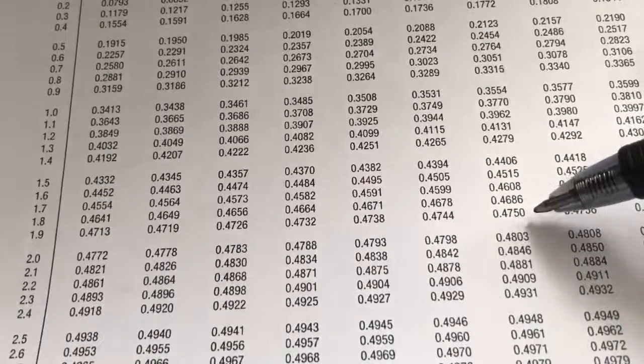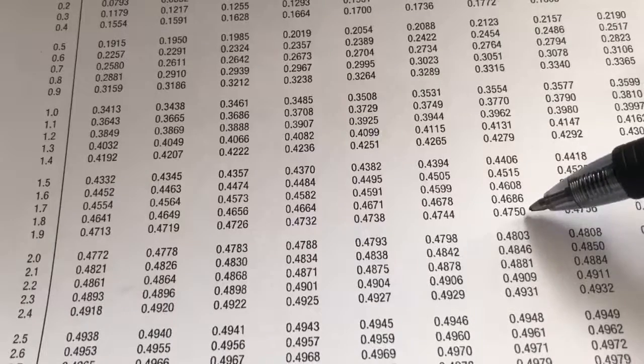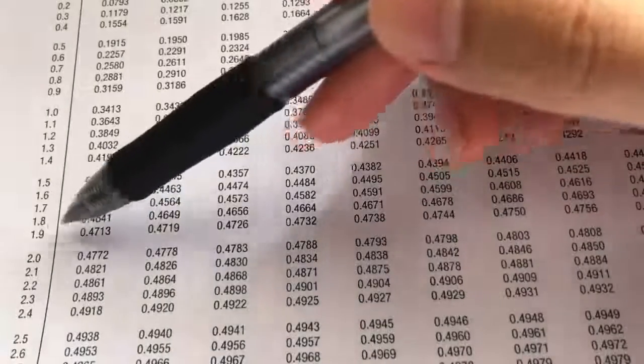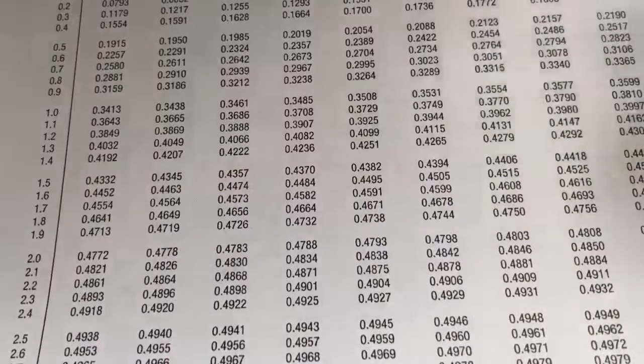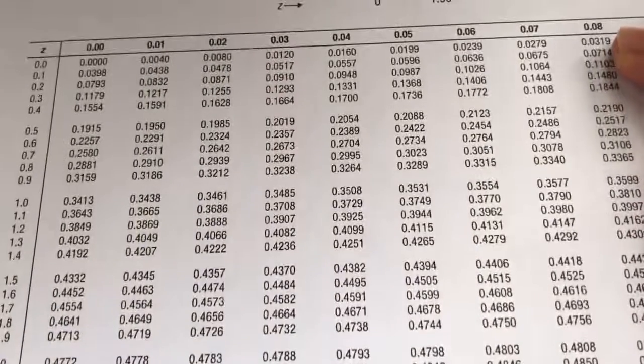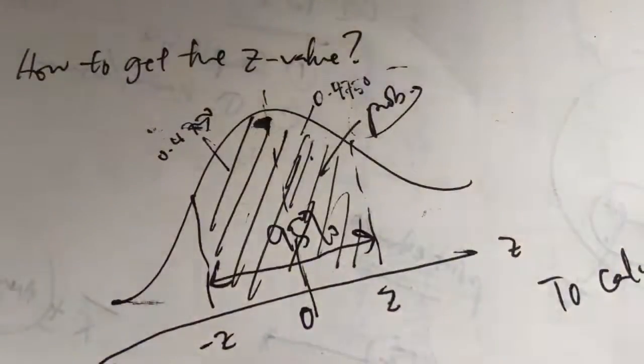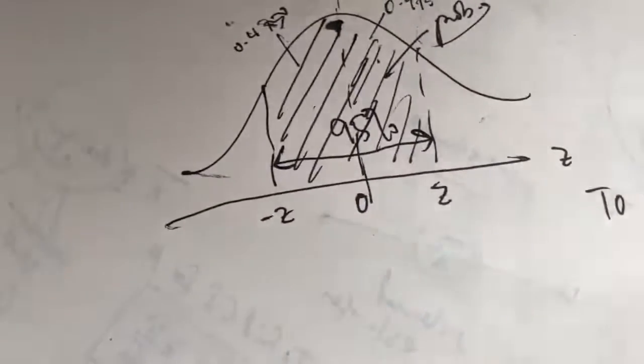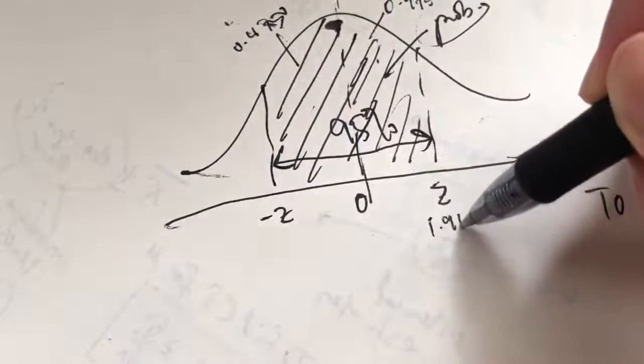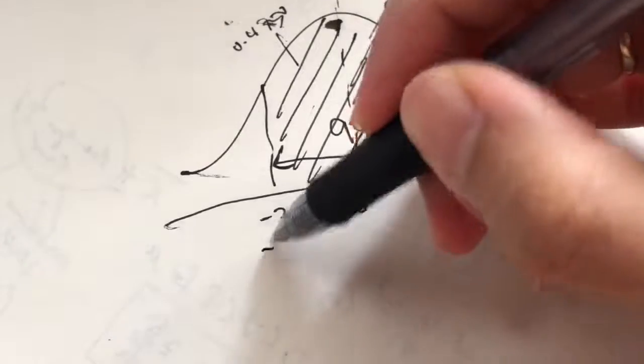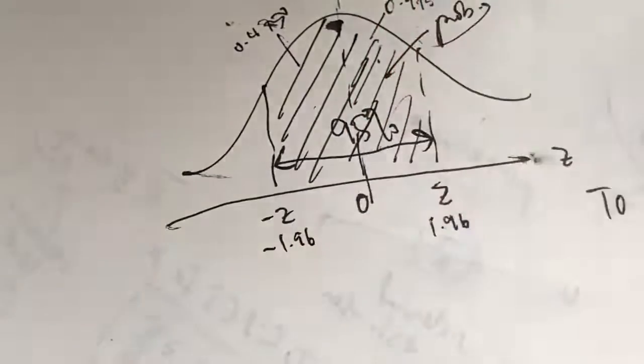So here is 0.475. What is the Z value? 1.96. Oops. There, okay? So 1.96. Therefore, our Z values are 1.96 on the right and minus 1.96 on the left.